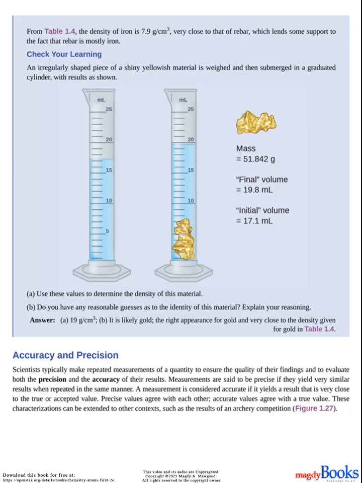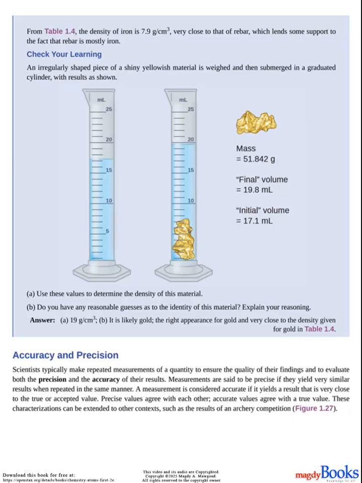1.5.3. Accuracy and precision. Scientists typically make repeated measurements of a quantity to ensure the quality of their findings and to evaluate both the precision and the accuracy of their results. Measurements are said to be precise if they yield very similar results when repeated in the same manner. A measurement is considered accurate if it yields a result that is very close to the true or accepted value. Precise values agree with each other. Accurate values agree with a true value.